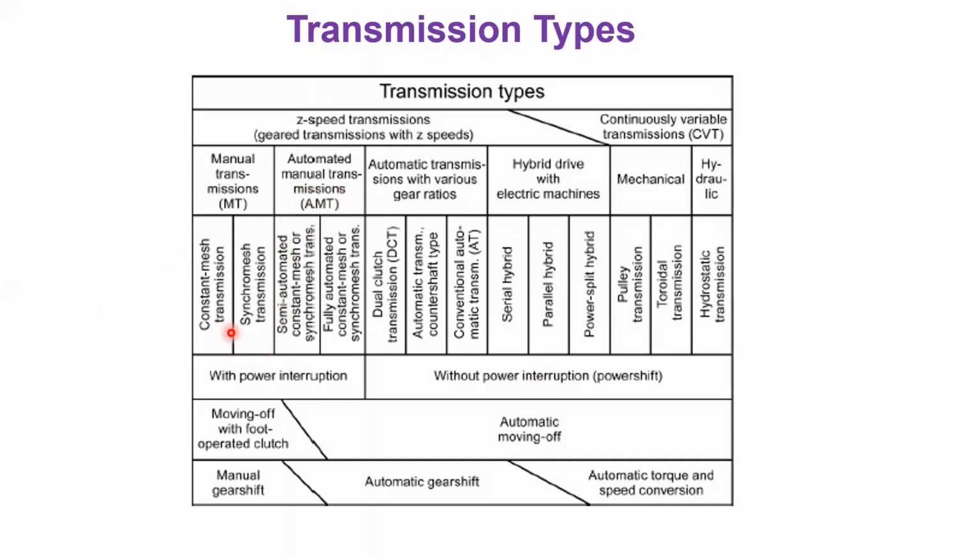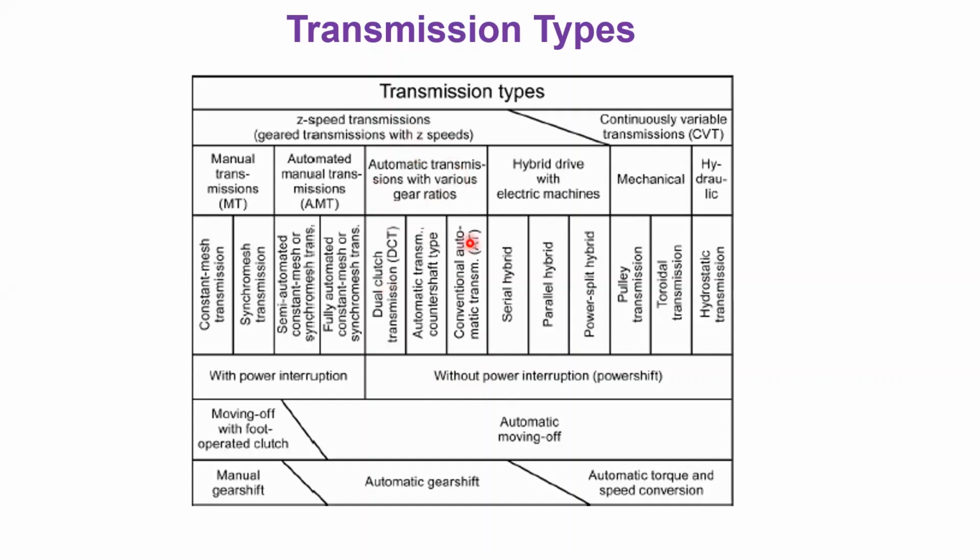You have different types within it: constant mesh transmission, synchronous transmission, and even sliding mesh transmission. But nowadays we are going either with constant mesh or synchronous. Again, in AMT there are different categories, where you have either semi-automated constant mesh or synchronous, or it can be fully automated. A very important topic where automatic transmission comes into the picture is the DCT, called dual clutch transmission, which has a countershaft type, and you also have the conventional automatic transmission as well.